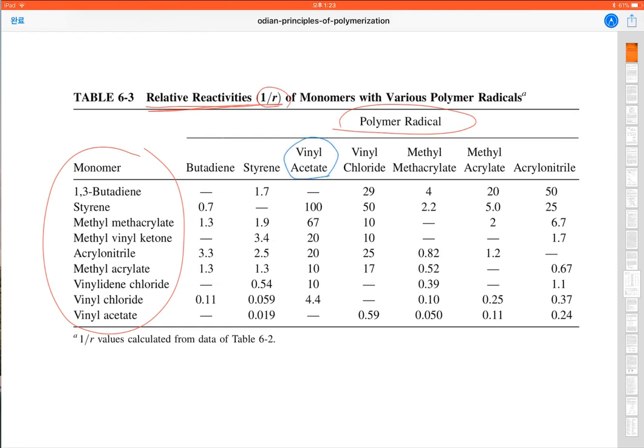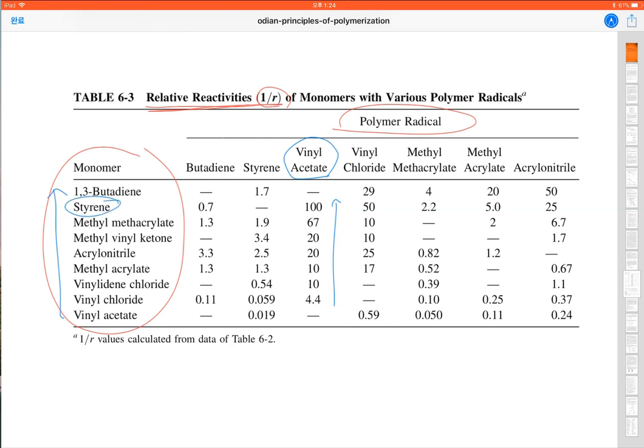Okay, as you see, there are some overall trends. For example, let's fix the polymer radical as vinyl acetate. As you see, from here to here, relative reactivity increases. Right? Okay, this shows the general order of reactivity from vinyl acetate to 1,3-butadiene.